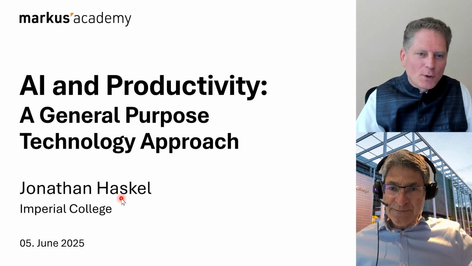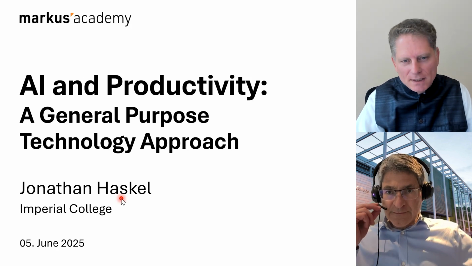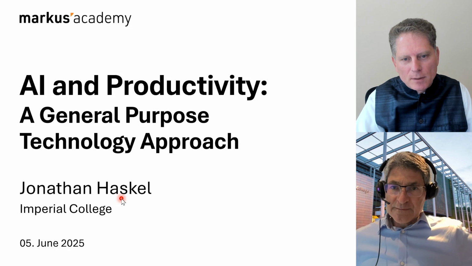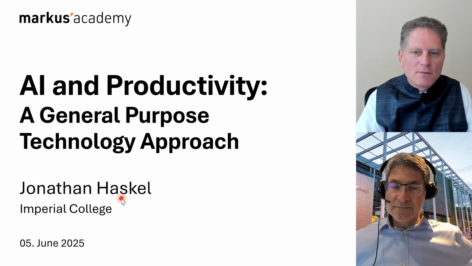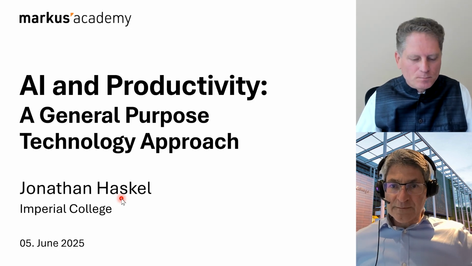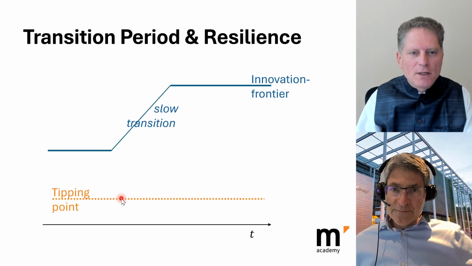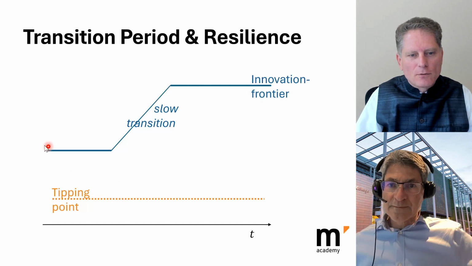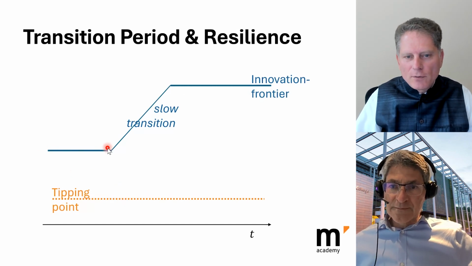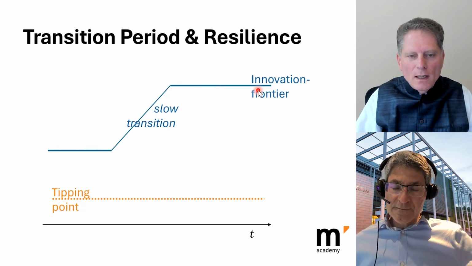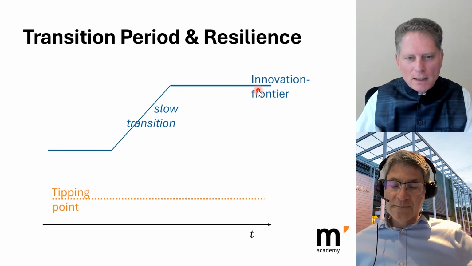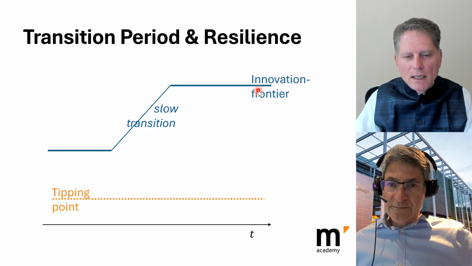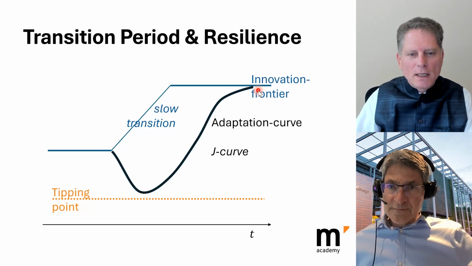Jonathan will talk about AI and productivity, a general purpose technology approach. So we will learn today what happens as we move to a higher productivity stage. We go through transition phases. Typically, when you move from a lower productivity level, and then you have innovation and a slow transition, and there's a higher innovation frontier. It always takes time to implement this, and the diffusion of technology across the economy will take some time. And typically when we do so, we go through a J-curve effect.